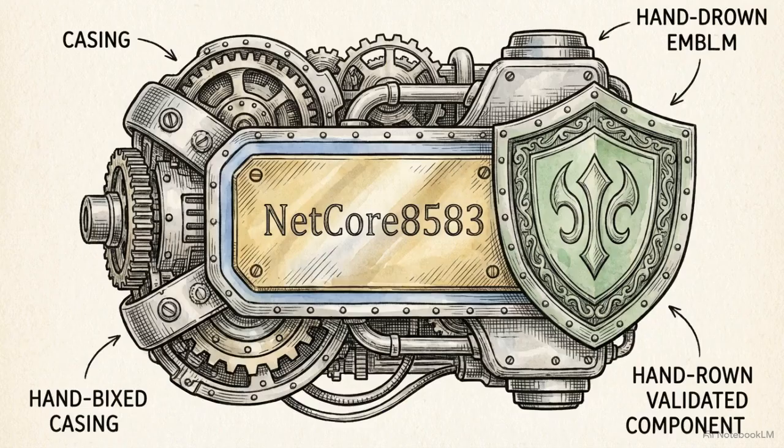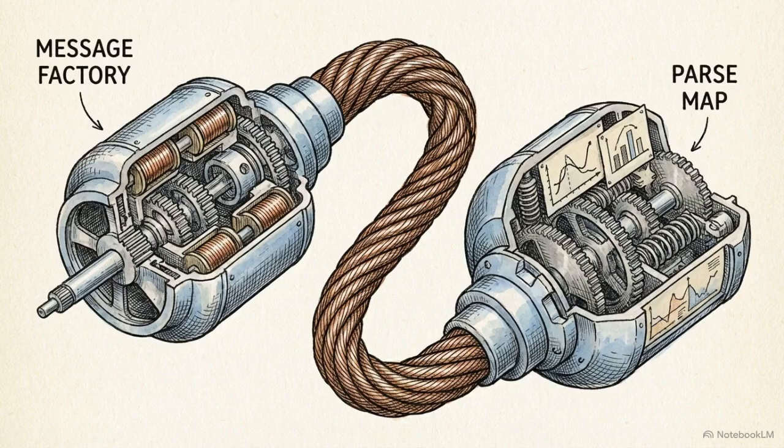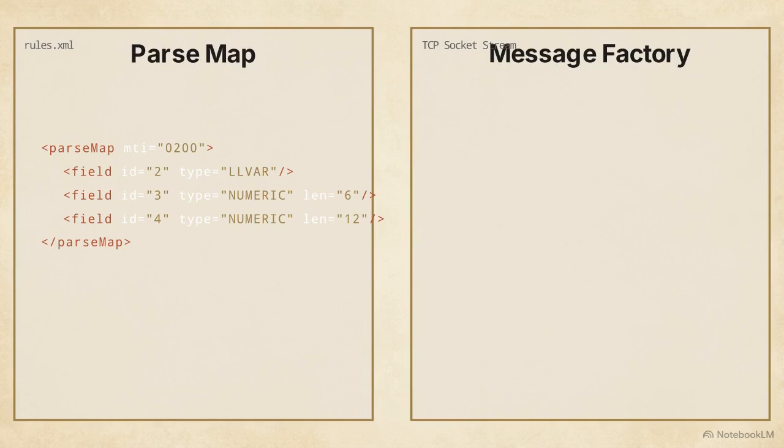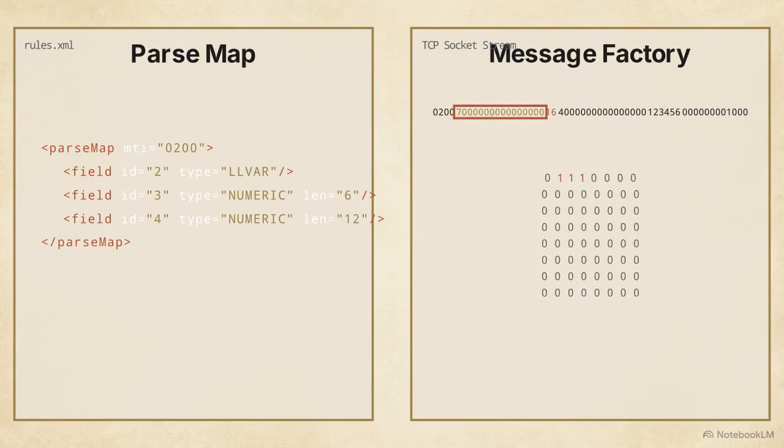Robust FEP implementations utilize specialized libraries like NetCore 8583. These libraries automate the bitmap mathematics and offset calculations. The architecture of these libraries relies on 2 core components: the message factory and the parse map. This side-by-side view shows how a parse map operates. The developer writes an XML or programmatic template mapping each data element index to its specific isotype, like numeric or LLVAR. When a raw byte array arrives over the socket, it is fed into the message factory.